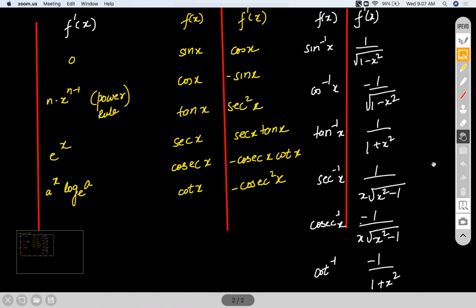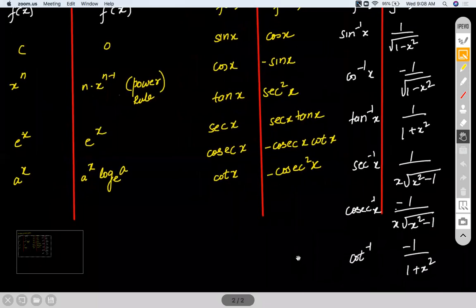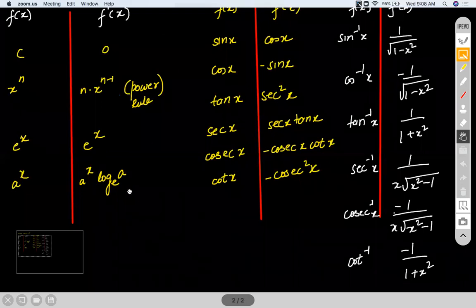So I just started with giving the formula for the derivatives of some standard functions. So a special mention to the inverse trig function derivative. So please make a note of it. Okay. Here is the complete list on the screen. The left hand side of the red line is your function. The right hand side is your derivative.